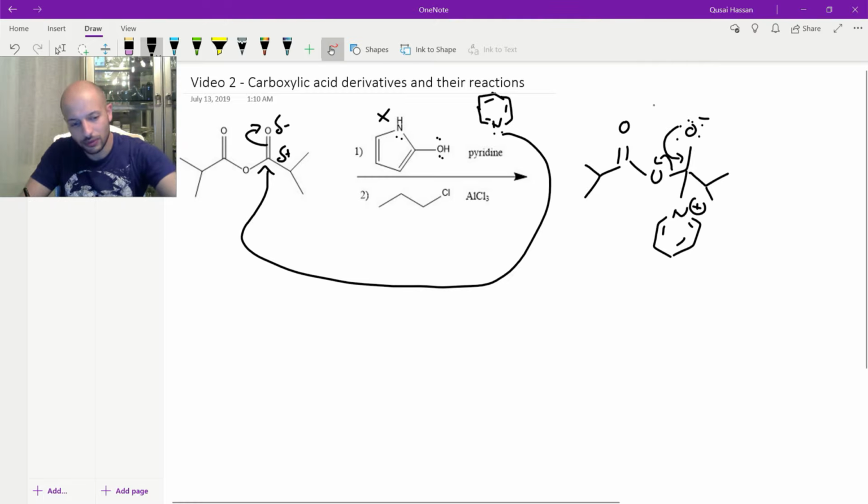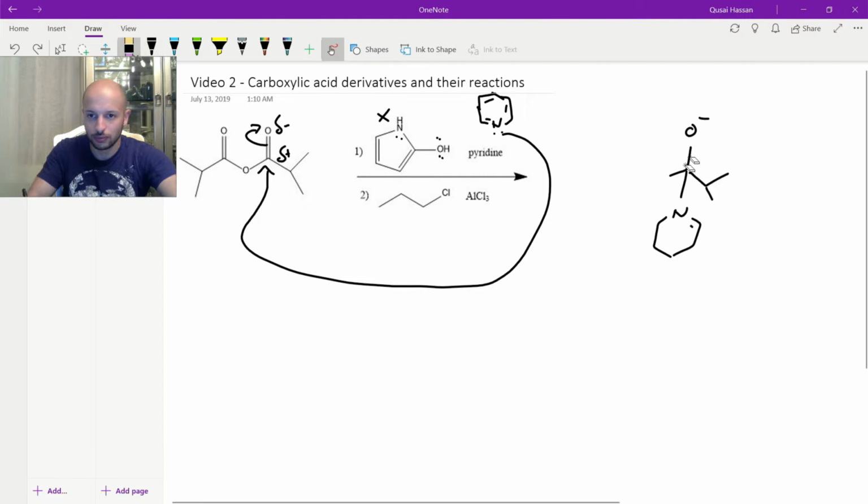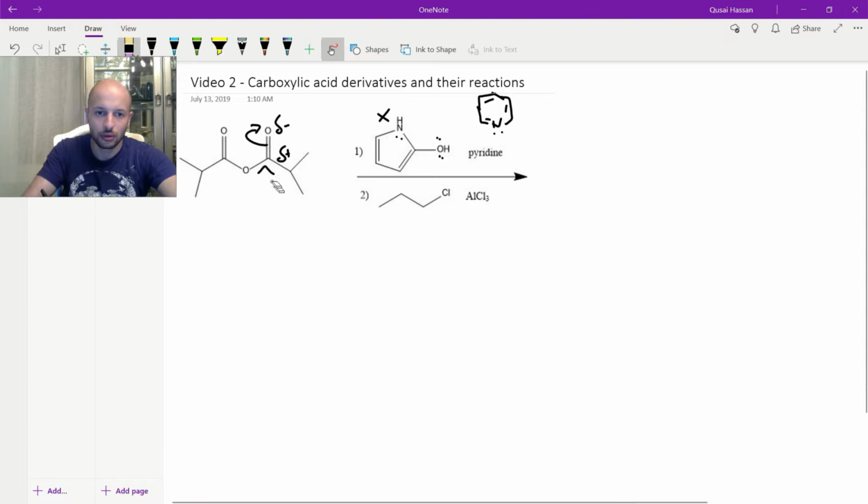Actually, the purpose of the pyridine in this question is to act as a sacrificial base. Let me just grab the eraser here, it will be a lot easier. Okay, we'll leave that. So it's probably not going to be the pyridine.